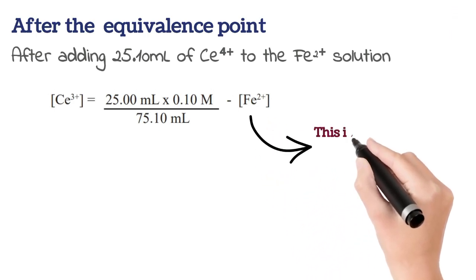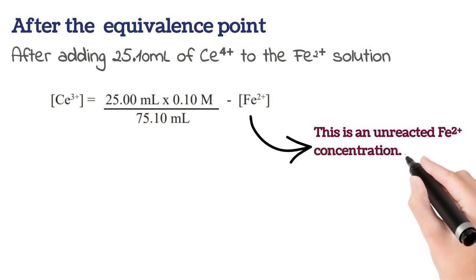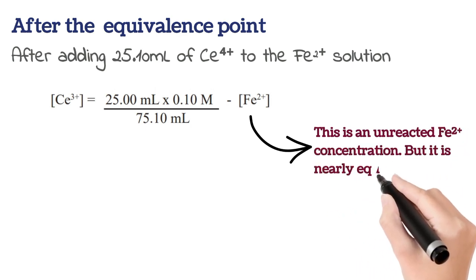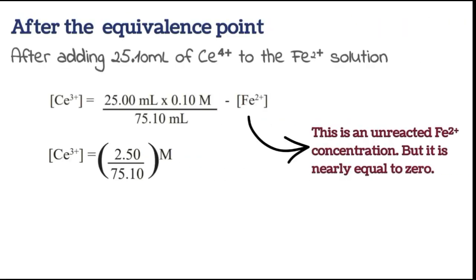After adding 25.1 milliliters of cerium 4+ to the titration flask, all iron 2+ ions are converted into iron 3+ ions, and no further reaction occurs after the equivalence point. So, the formed moles of cerium 3+ are equal to the reacted iron 2+ moles. So, in this case, the unreacted iron 2+ concentration is negligible.